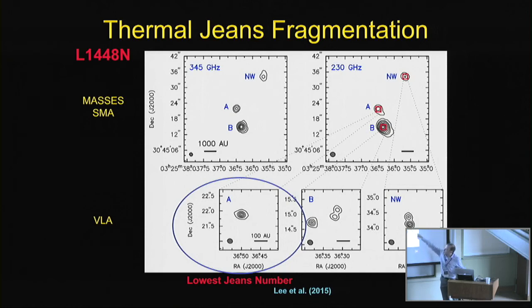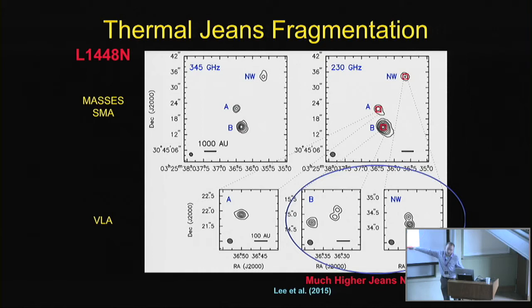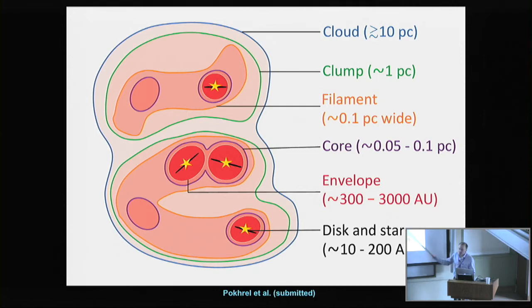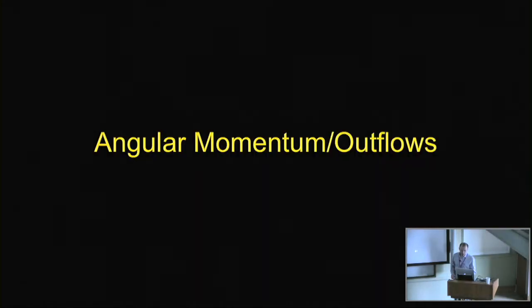So this is SMA data. This is VLA high resolution data. We see that this only fragments into one source, and these fragment into multiple sources, and these have much higher Jeans numbers. And we have looked at this statistically for a lot of sources. This is Rajika's work, talk to him more about this. We have seen, if we look throughout the entire MASSES sample, that things with higher Jeans numbers are fragmenting a lot more. We actually see this at hierarchical scales. You saw this image briefly today or yesterday.